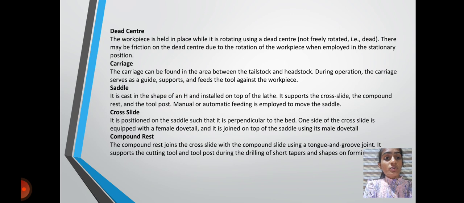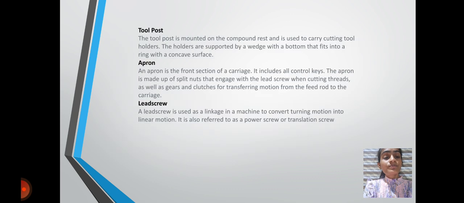Cross slide. It is positioned on the saddle such that it is perpendicular to the bed. One side of the cross slide is equipped with a female dovetail and it is joined on top of the saddle using its male dovetail. Compound rest. The compound rest joins the cross slide with the compound slide using a tongue and groove joint. It supports the cutting tool and tool post during the drilling of short tapers and shape of the forming units.